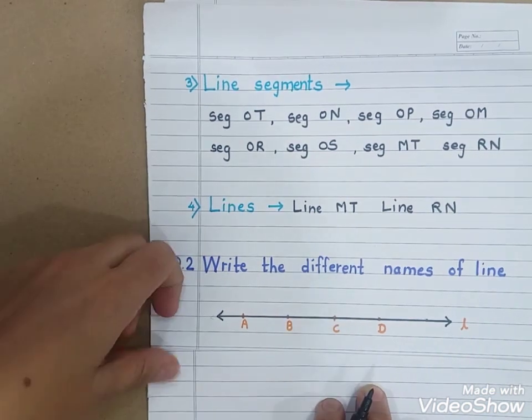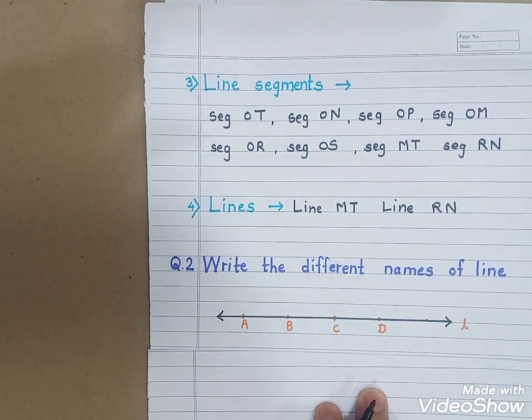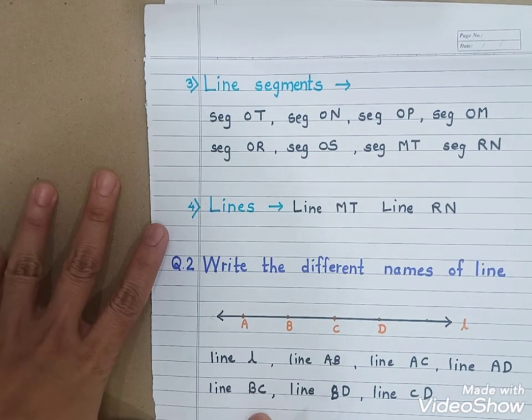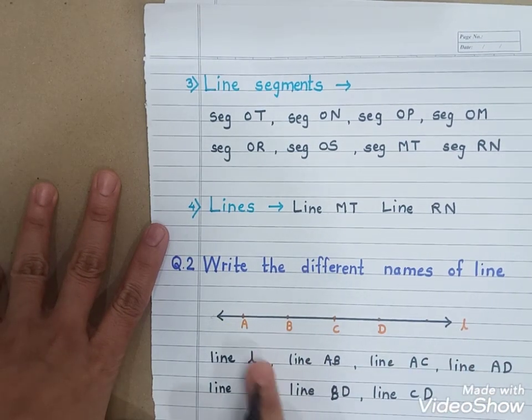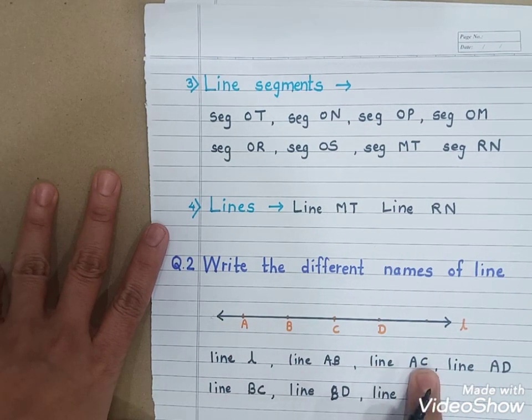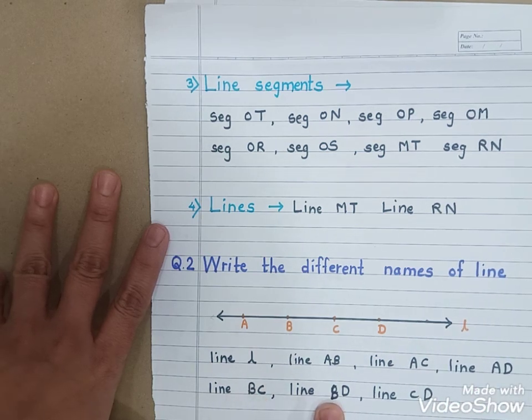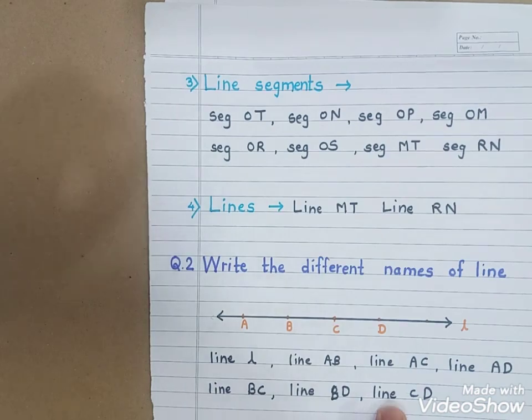So let's read the names of the lines: line L, line AB, line AC, line AD, line BC, line BD, and line CD.